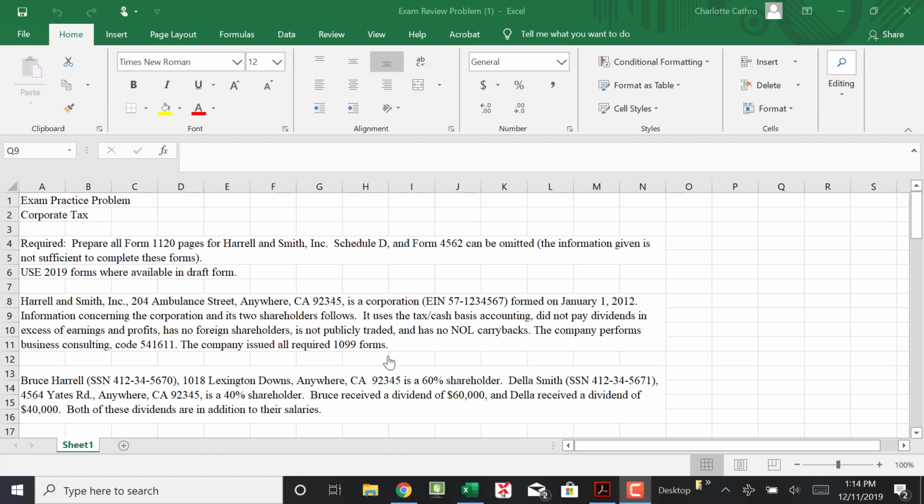The company performs business consulting. It gives you their business code related to that. And the company issued all of the required 1099 forms. So that's a checkbox question.